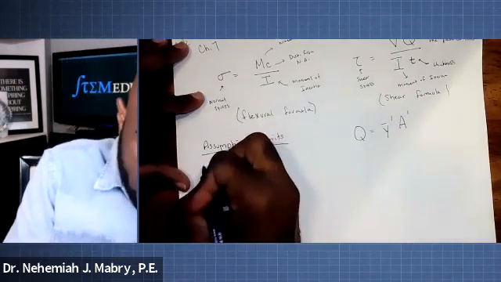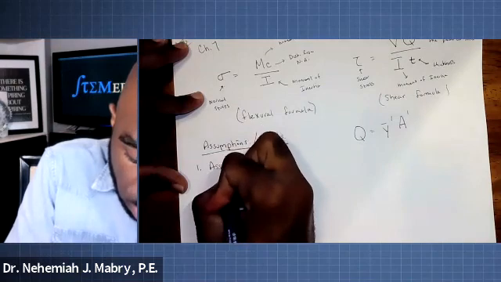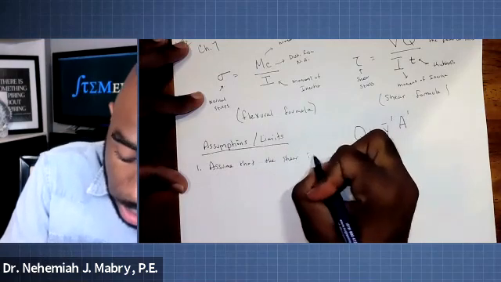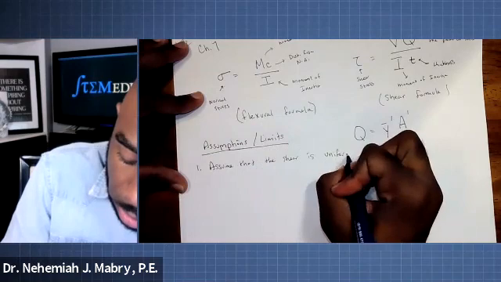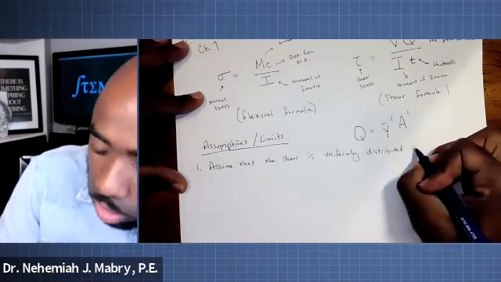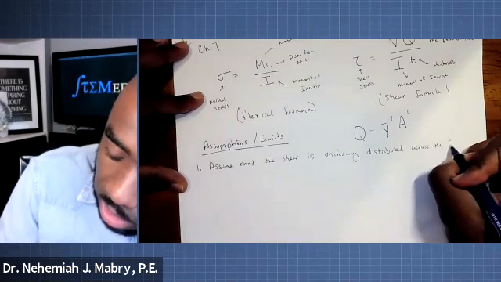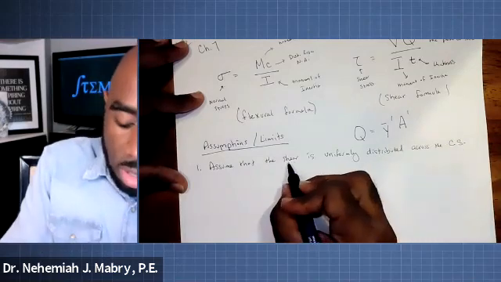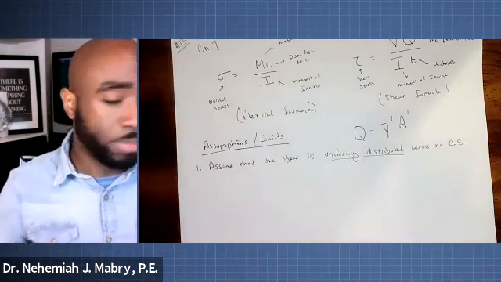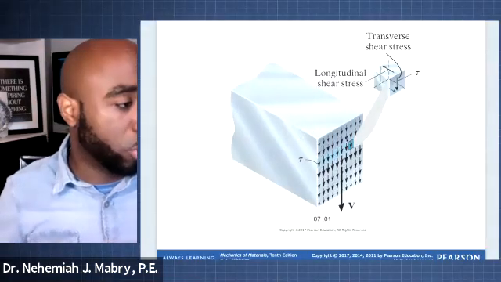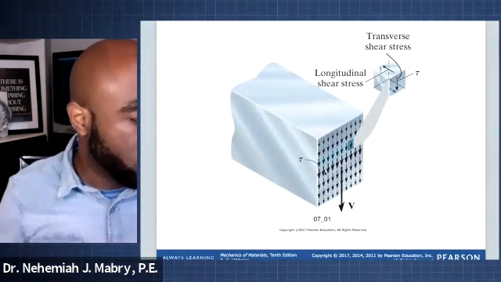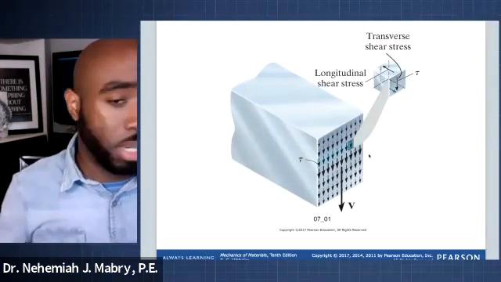So the first assumption that we're dealing with is that we assume that the shear is uniformly distributed across the cross section. All right, we're going to assume that the shear is uniformly distributed, right? There isn't higher amounts of shear or lower amounts of shear. Coming back over here, when we look at our screen share, we're assuming that this shear is uniformly distributed. It's not like it's higher over here or lower over here or anything like that, right? It's going to be uniformly distributed across the cross section.